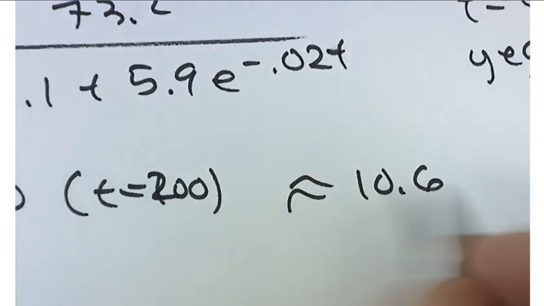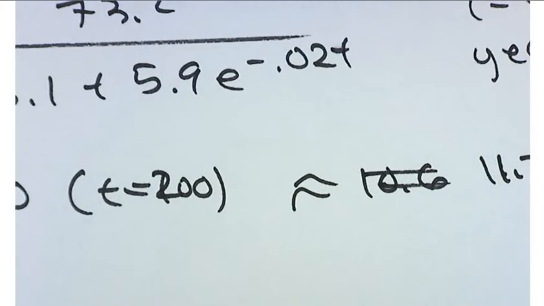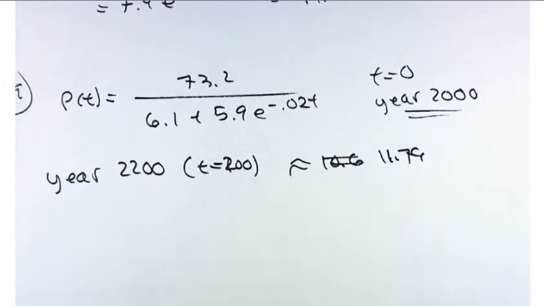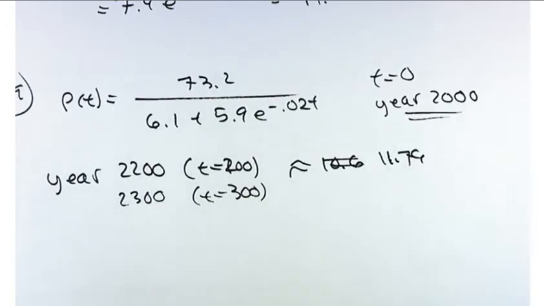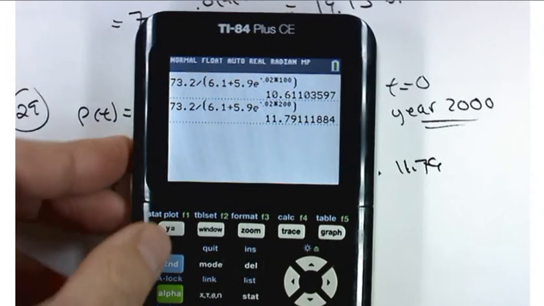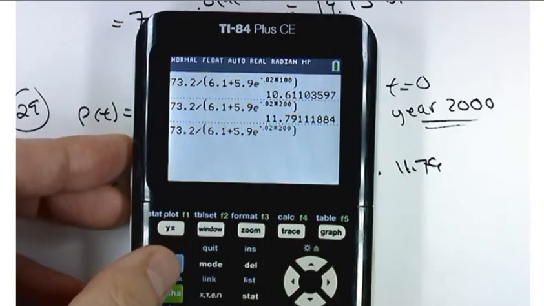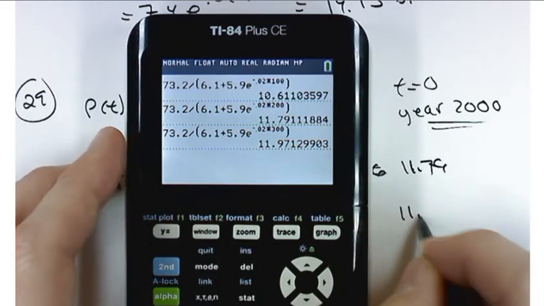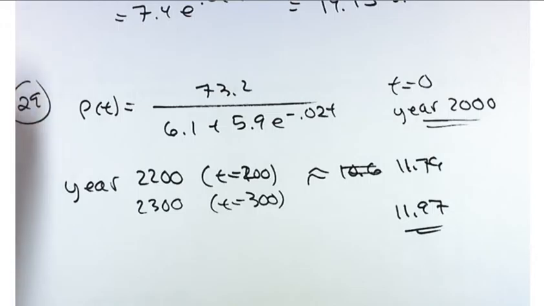So 11.79. And that kind of goes along with what we were seeing from our graph, is that things are going to level off. So if you do 2,300, that means t equals 300. I doubt we're going to get much higher, much closer to 12. 12 is going to be the limit, at least according to this model. Yeah, so we get 11.97. So not a huge difference. So you really kind of leveled off when you get out that far along the x-axis.